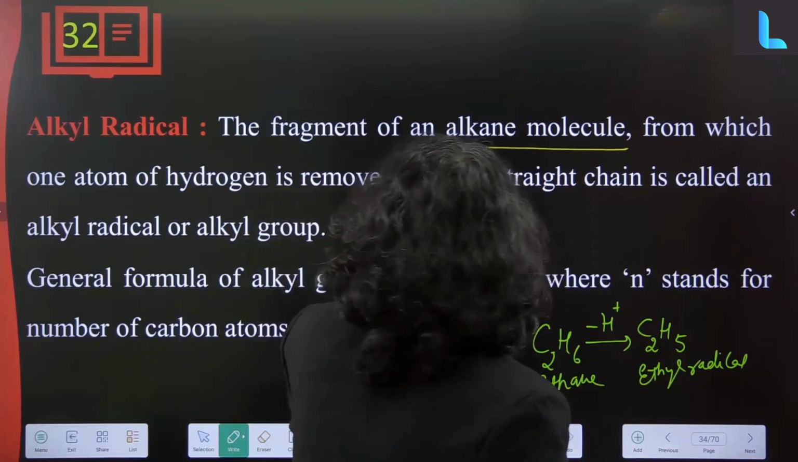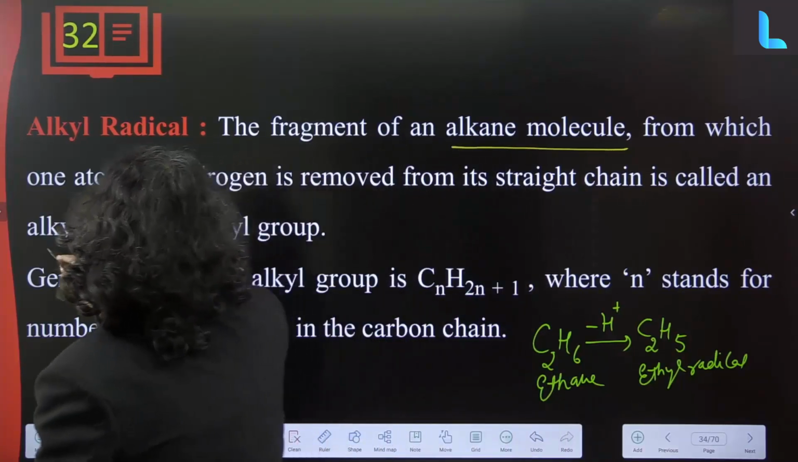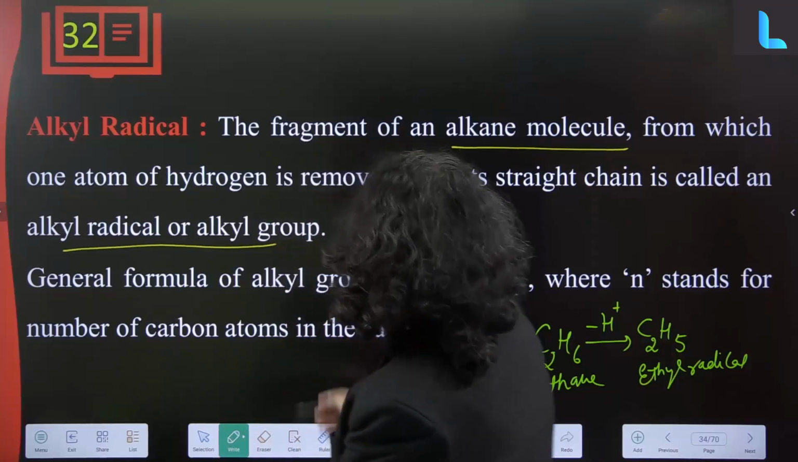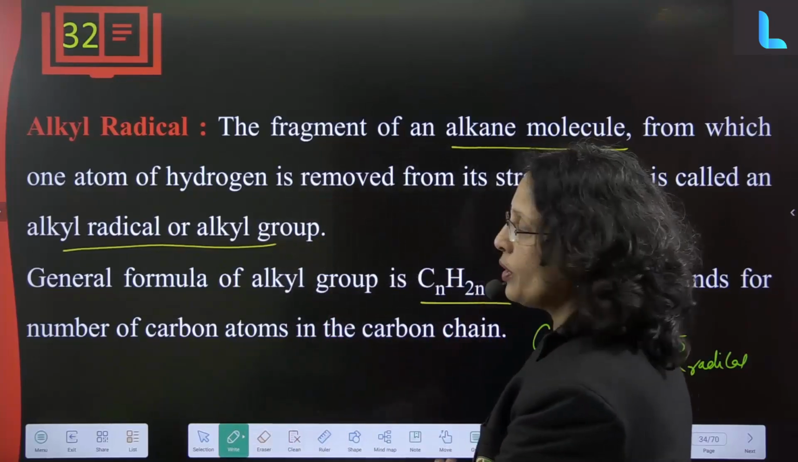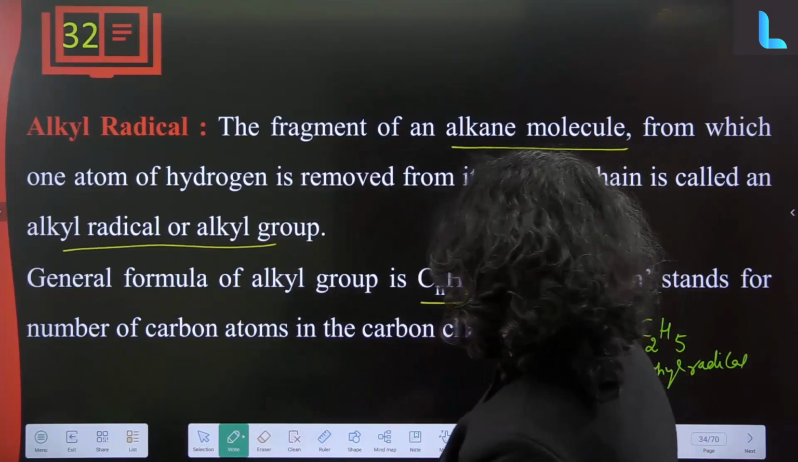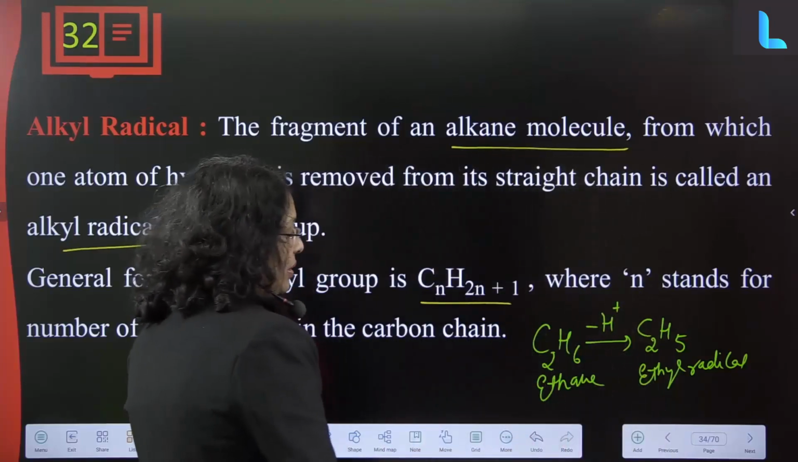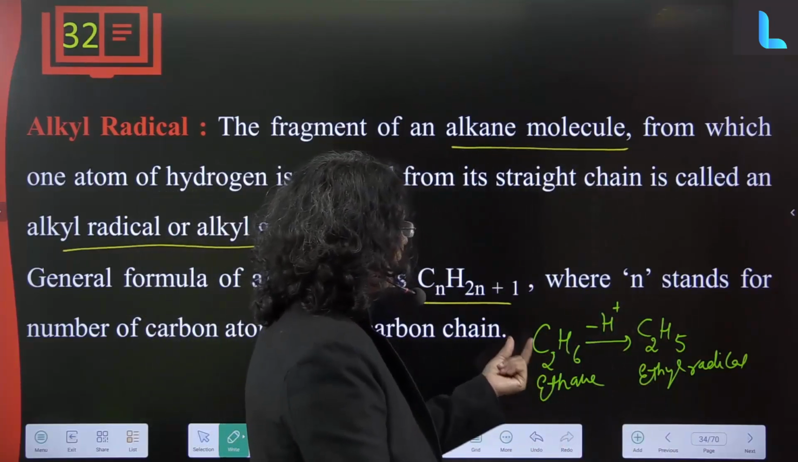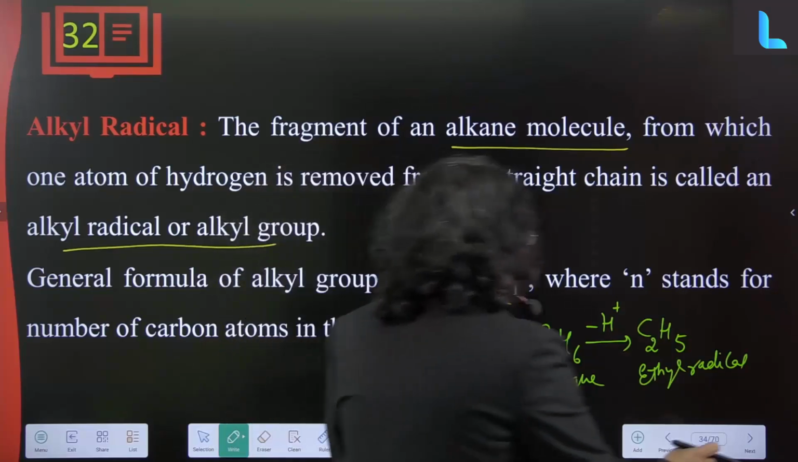Now this straight chain is called an alkyl radical or alkyl group. Okay. The general formula of an alkyl group will be CnH2n+1, where n stands for the number of carbon atoms in the carbon chain. So here if the number of carbon atoms is 2, we have to use the root word eth.